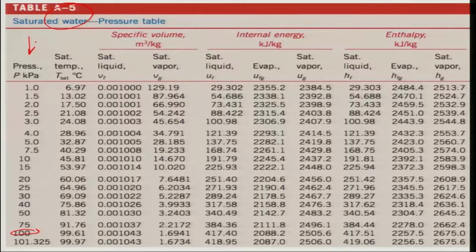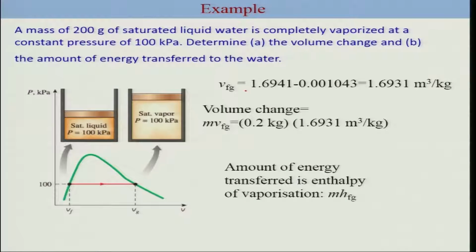We are looking at the pressure, and for the corresponding 100 kilopascal, the saturated liquid value for the specific volume is given here, and the corresponding vapor value is here. So we are going to make use of these two values and plug in. We find the difference because we want the change in the volume, but this is per unit mass. So we need to multiply this value, which we found based on the table, by the mass of the saturated system, which is given as 0.2 kg, and thus the total volume change can be calculated. So that's part one, how to find the volume change.